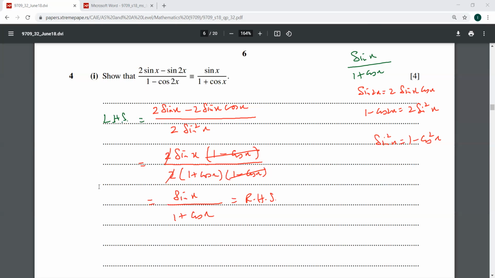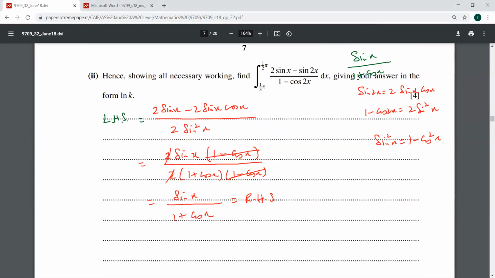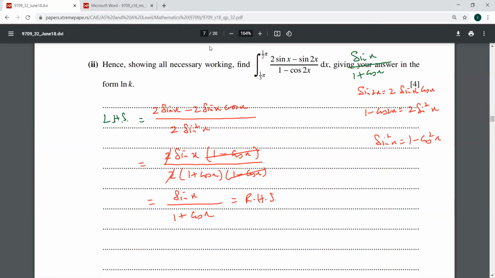So we move on to the second part then. It says hence. Now when you have hence, it means we have to use all that working done in the first part. Hence, showing all your working, we have to integrate this. So let me clear this area from here.